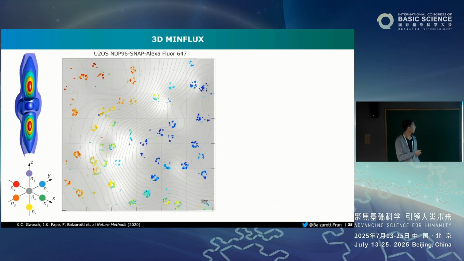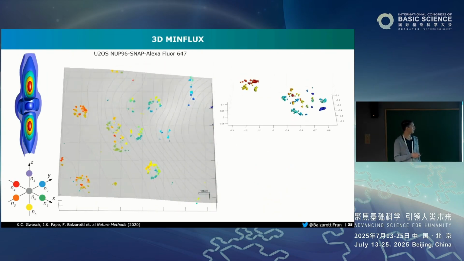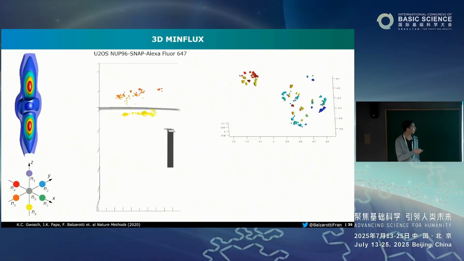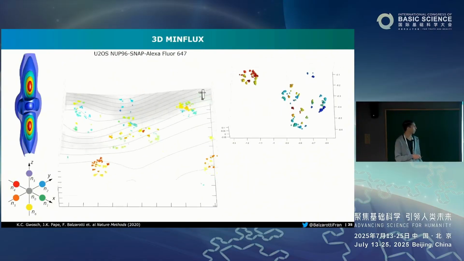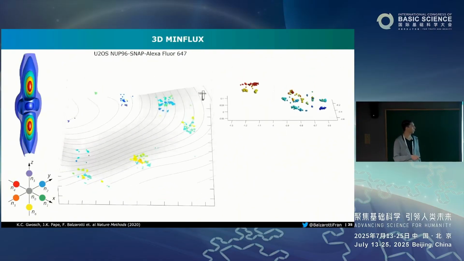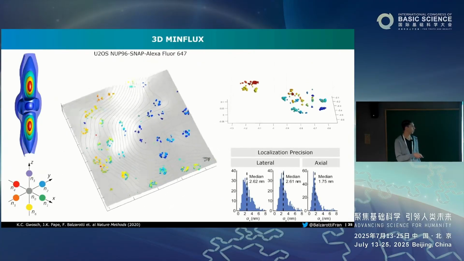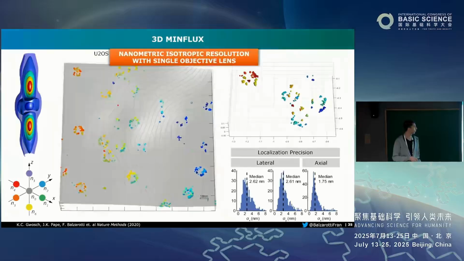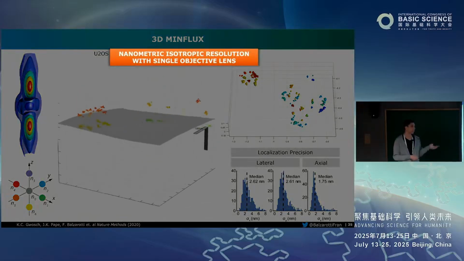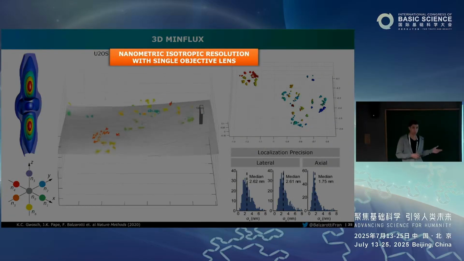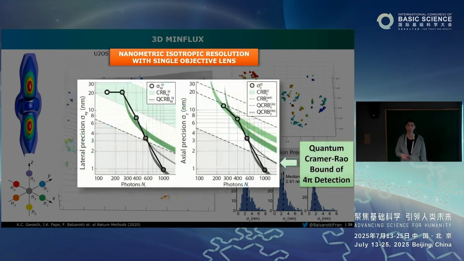In 3D, as I said before, you can use a strategy like this one, and you can have different samples. In this case, it's that same nuclear pore, which back then led to precisions that were even higher in the axial direction than in the lateral, which was funny. And this is reaching the isotropy with a single objective lens, which is pretty unique for this technique.